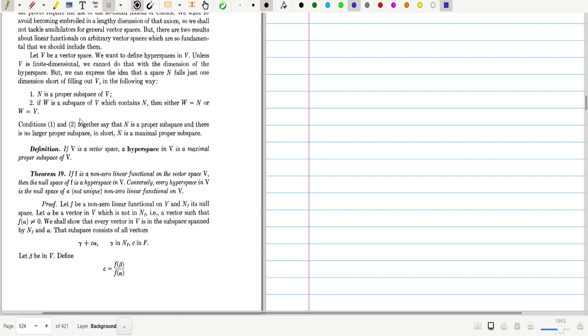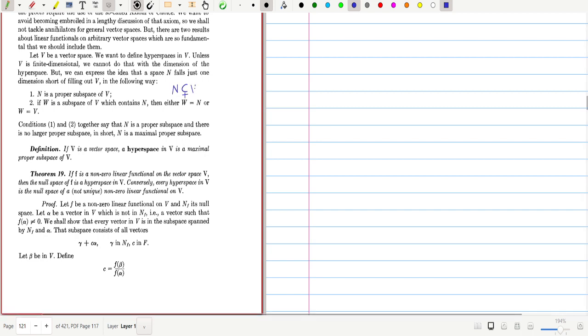First, we define maximal subspace. If N is a subspace of V, a proper subspace of V, and suppose we have an element alpha such that the span of N union the singleton set alpha is equal to V. That means if W is a subspace of V which contains N, then either W equals N or W equals V.